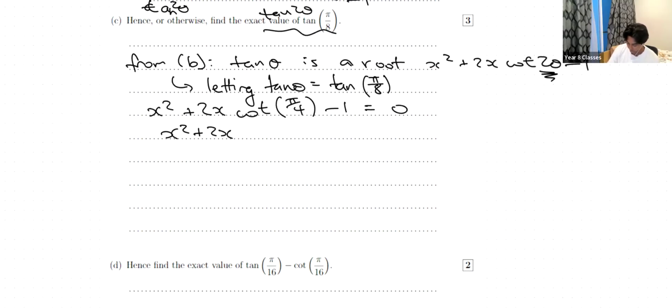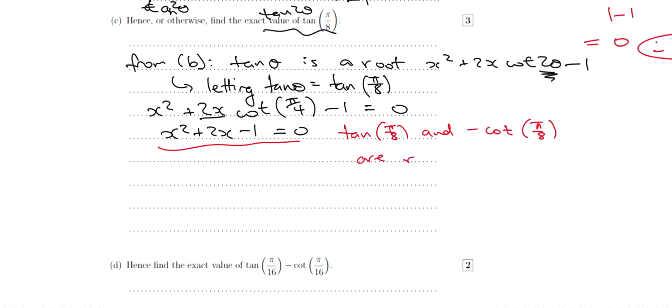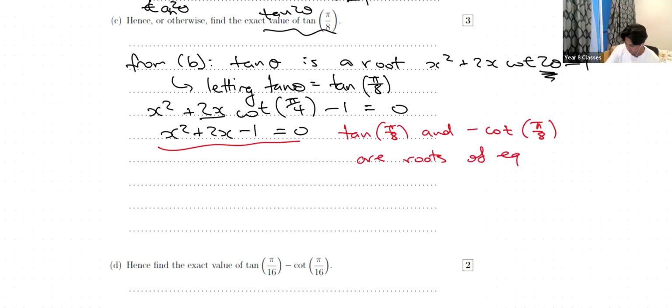And the reason I'm writing this equals 0 is because of what we proved in B. So basically we know tan pi on 8 and minus cot pi on 8 are roots of the equation. So this equation here. Okay, so let's solve the roots.